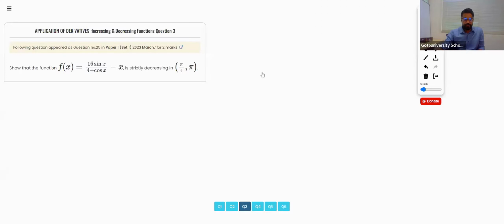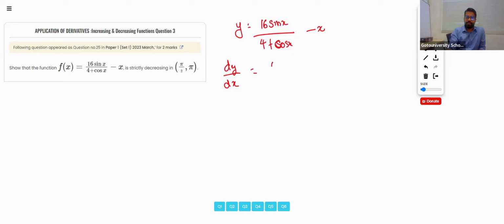Question number 3. Show that function f of x is strictly decreasing in the region. So let's differentiate this first quickly. Y is equal to 16 sin x divided by 4 plus cos x, minus x. So what is the differentiation in the quotient form? We'll differentiate the denominator first. Minus sin x into 16 sin x. Let me erase this. Let me make a space.